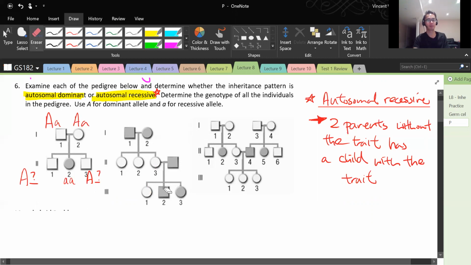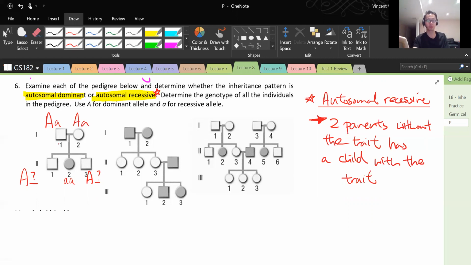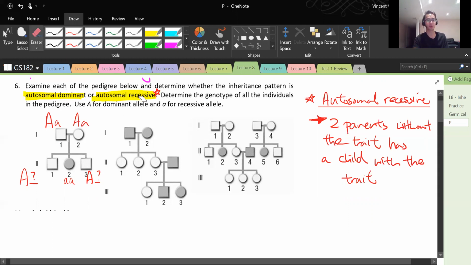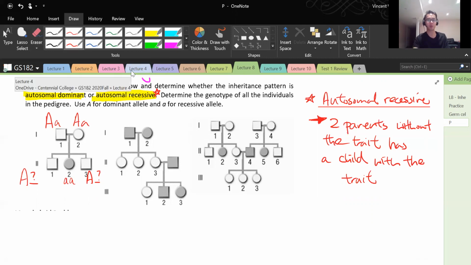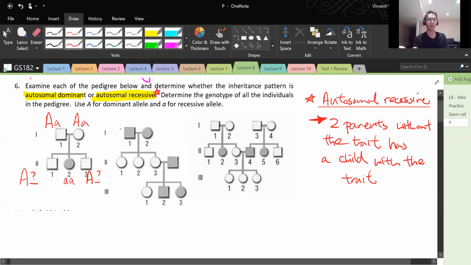Okay, next one. Let's see what it is. Now, this one is a little bit hard to tell. We don't have a telltale sign like this, but we can try to use logic to reason our way through. So let's say we assume it is autosomal recessive. That means everybody who's shaded in is going to be little a, little a. So this is small a, small a, small a, small a.